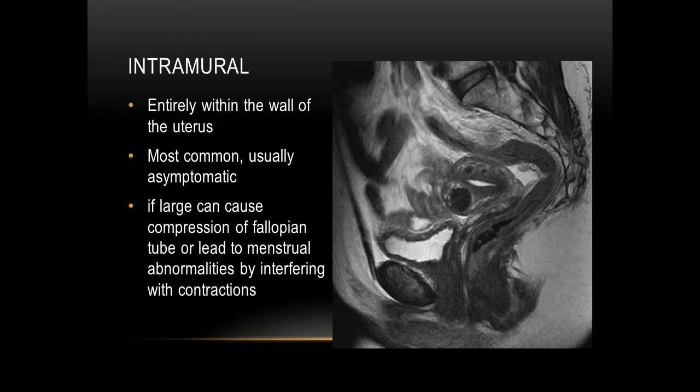The next kind of fibroid is our intramural. It is entirely within the wall of the uterus. The myometrium completely surrounds it. It's the most common, and usually it's asymptomatic. If it's large enough, it can cause compression of the fallopian tube, causing infertility, or lead to menstrual abnormalities by interfering in the contractions.